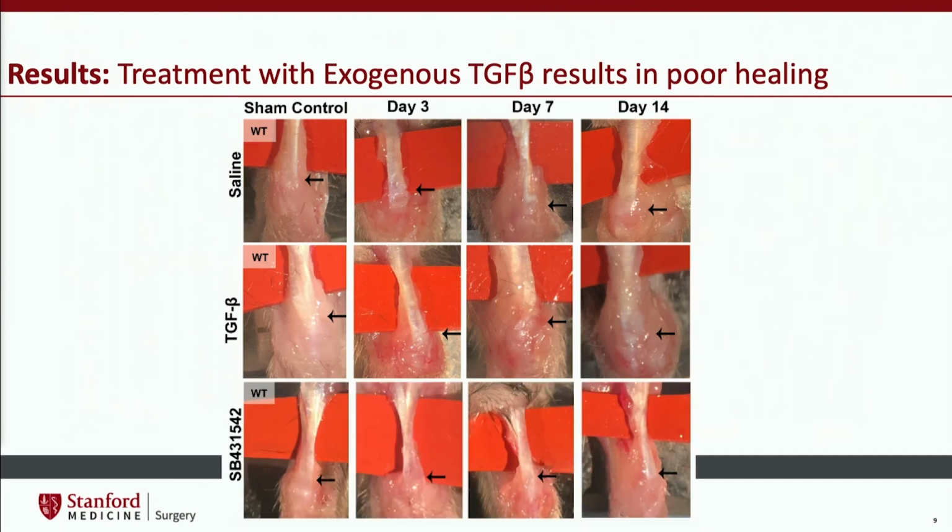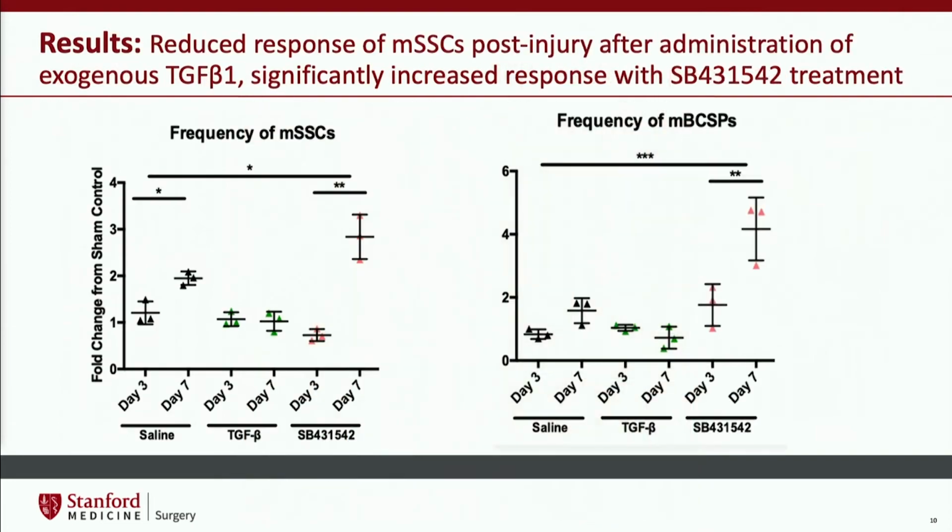Here we used SB, which is a TGF-beta 1 inhibitor, and there was improved healing by day 7 and minimal inflammation and scarring. We then looked to see if there was a response with exogenous TGF-beta with MSSCs. Here we see that there is the same increase in MSSCs from day 3 to day 7 that was a significant increase. This is blunted when there's use of exogenous TGF-beta, but when we use SB, the TGF-beta inhibitor, there is a magnification, further expounding the response of MSSCs, as well as BCSPs, the downstream progenitor.